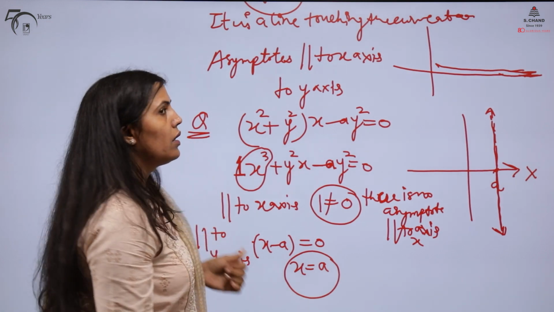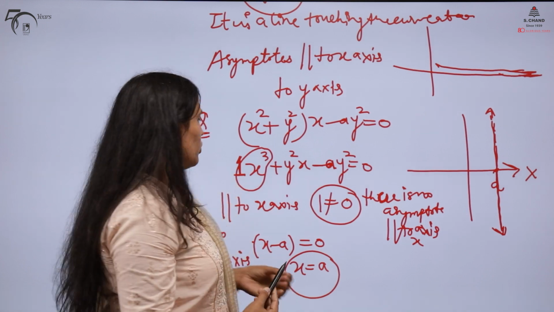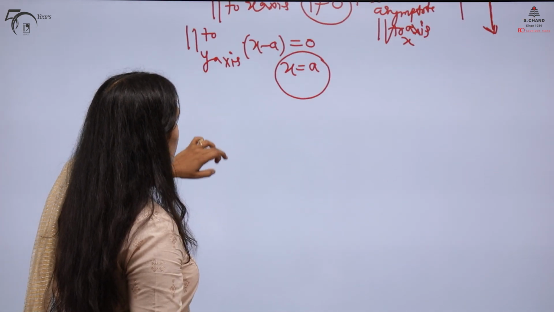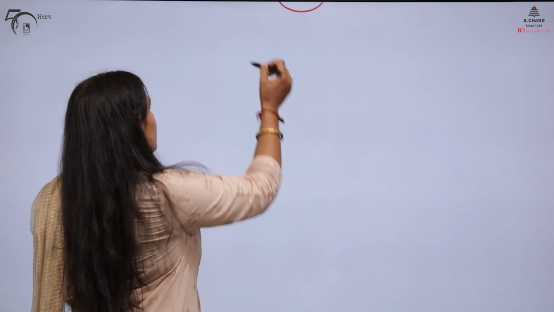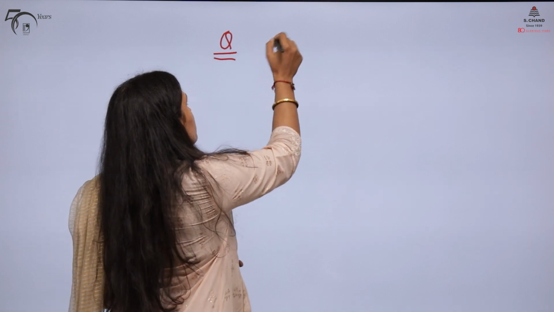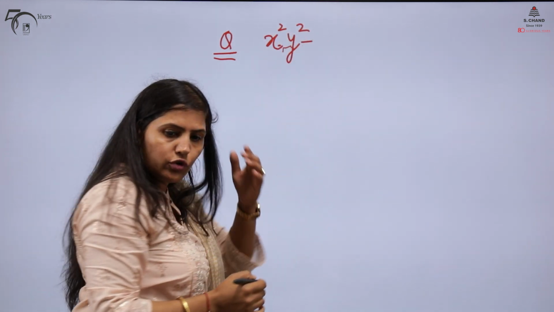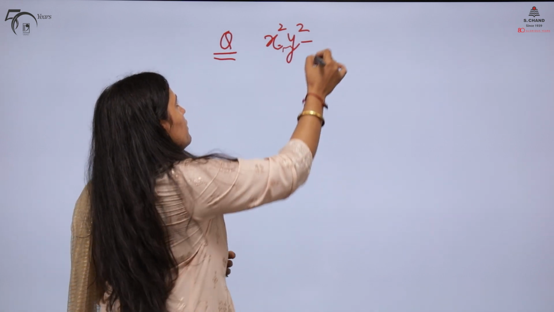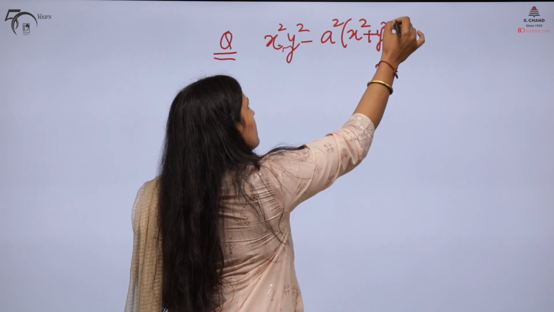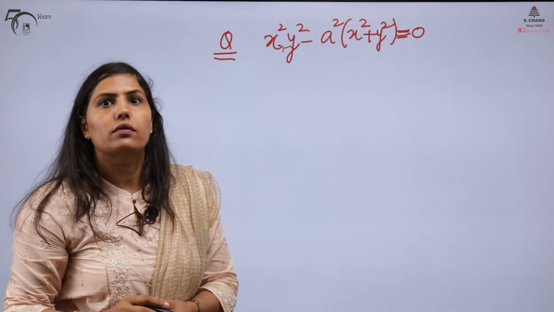One question. So let's take a break, and before going to the break I am giving you one question, so you can practice that question. You can solve and find the asymptotes parallel to x-axis and y-axis. After the break I will give you the solution.